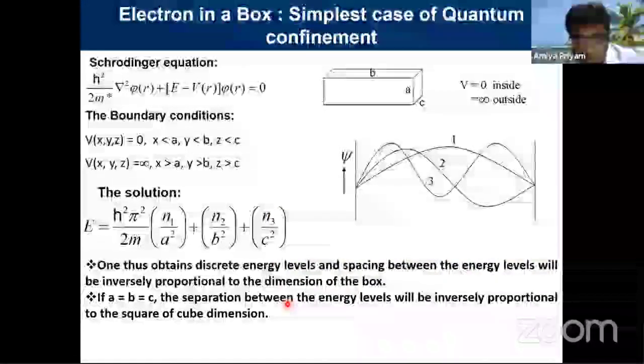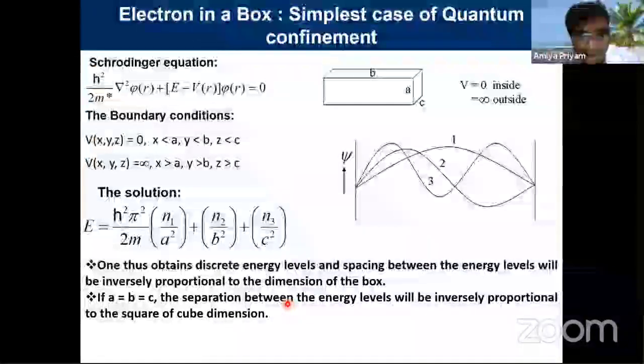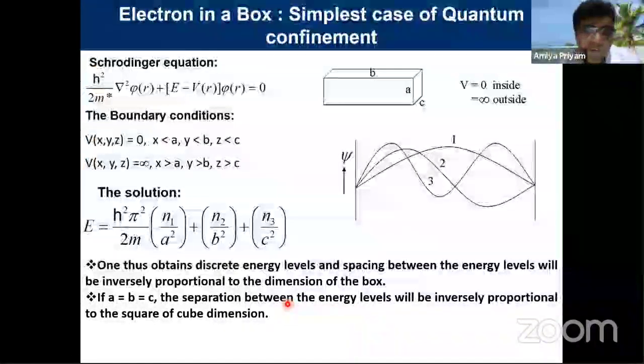So let's see how this quantum mechanics particle in a box model has been taught from early times in quantum mechanics.